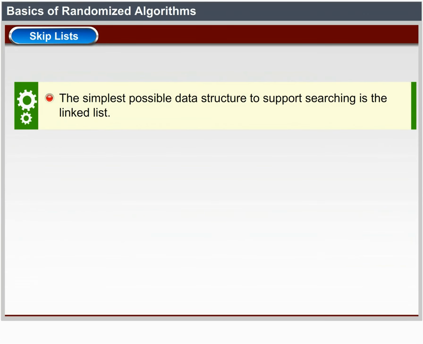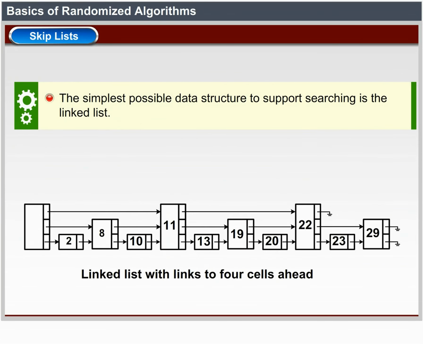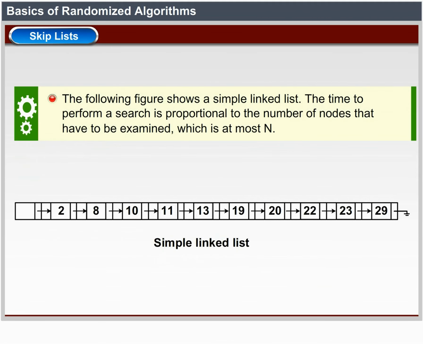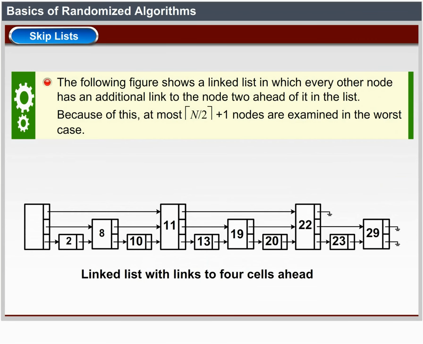The simplest possible data structure to support searching is the linked list. The following figure shows a simple linked list. The time to perform a search is proportional to the number of nodes that have to be examined, which is at most n. The following figure shows a linked list in which every other node has an additional link to the node 2 ahead of it in the list. Because of this, at most ceiling of n/2 plus 1 nodes are examined in the worst case. This figure illustrates a linked list with links to 2 cells ahead.